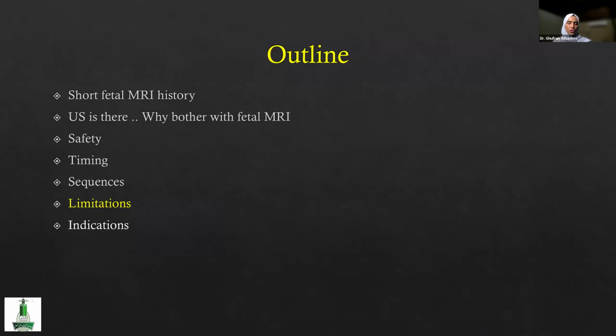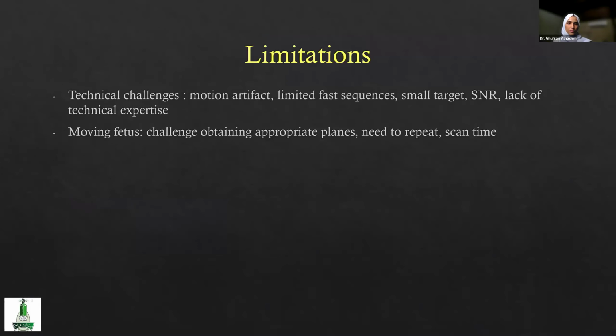What are the limitations for fetal MRIs? MRI is limited by the technical challenges that are related to motion artifacts related to the moving fetus. It's also limited by the limited fast sequences that we currently have. The small size of the fetus, that is a small target, gives us images that can have low signal to noise ratio. So we need to work around that. And it's also limited by the lack of widespread technical experiences to perform these MRIs.